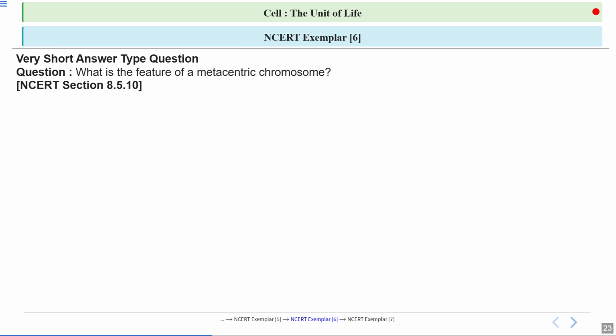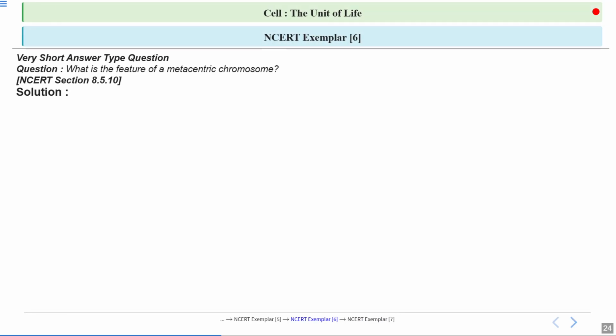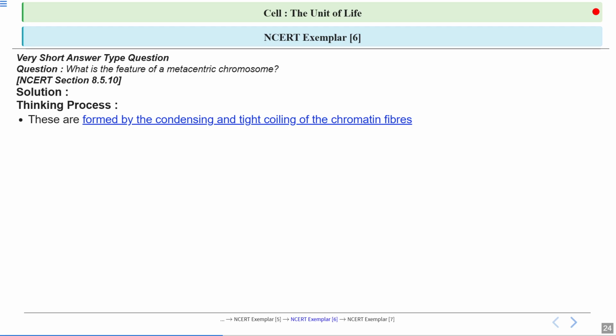Next question: what is the feature of a metacentric chromosome? This question is coming from NCERT section 8.5.10. Think about it before going to the answer. Chromosomes are formed by the condensing and tight coiling of chromatin fibers. This is a stage of a chromosome where it gets highly condensed, with tight coiling of the chromatin fiber.